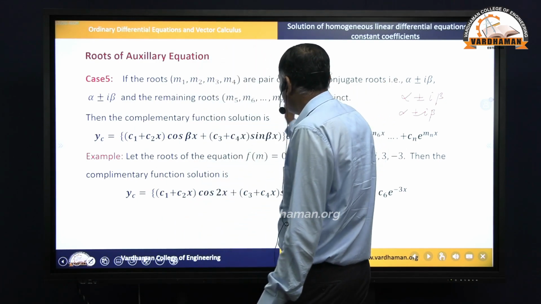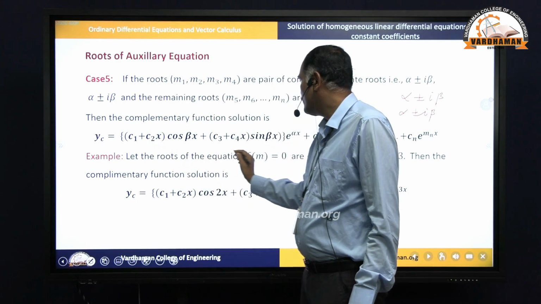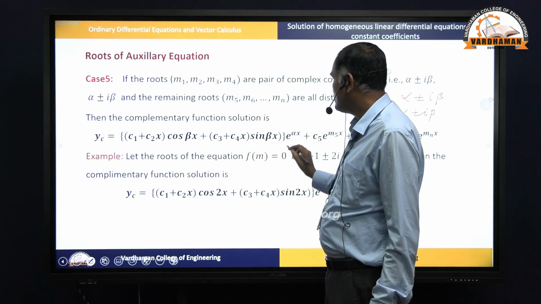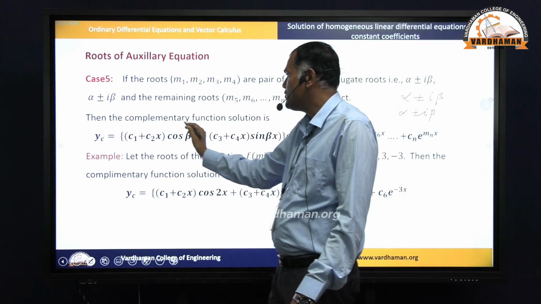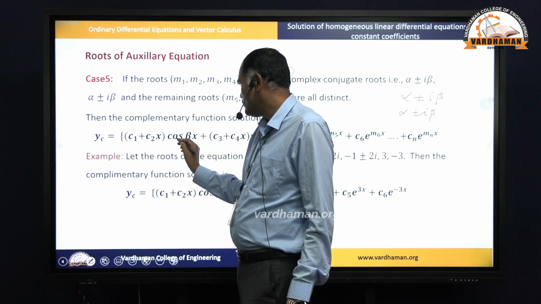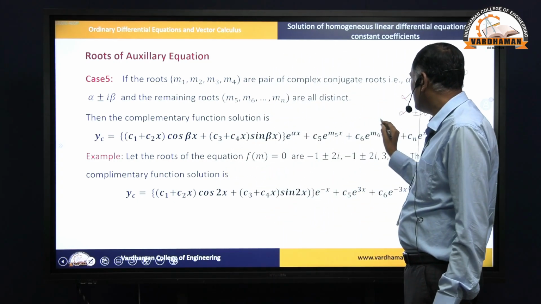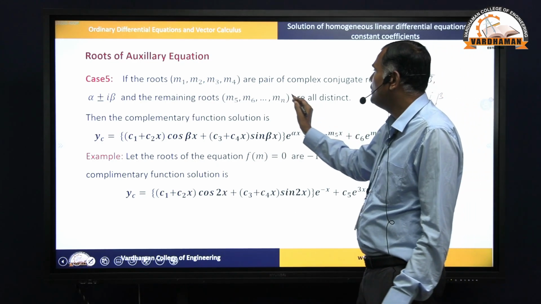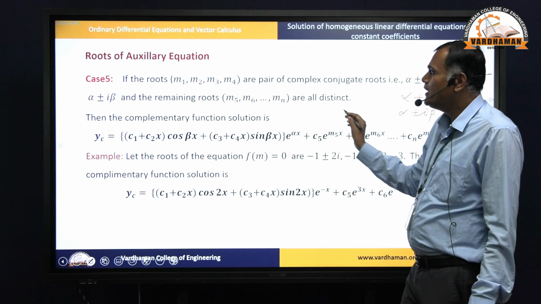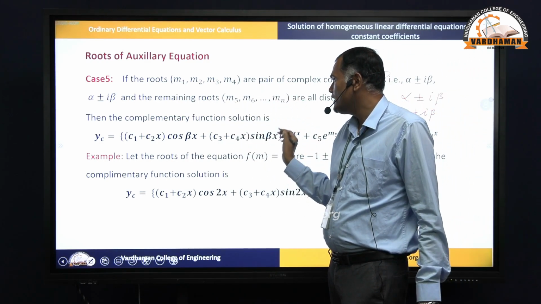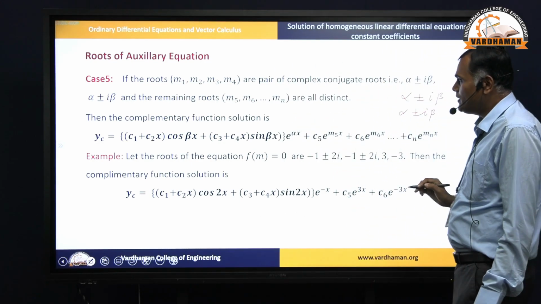Now corresponding to these complex repeated roots, we write a complementary function like this: e power alpha x into, here total 4 roots are there, so we get 4 constants here: c1 plus c2x into cos beta x plus c3 plus c4x into sin beta x. So this is the way to write a solution of homogeneous linear DE when roots are complex and repeated.